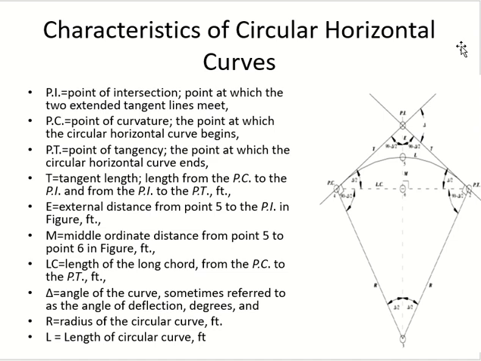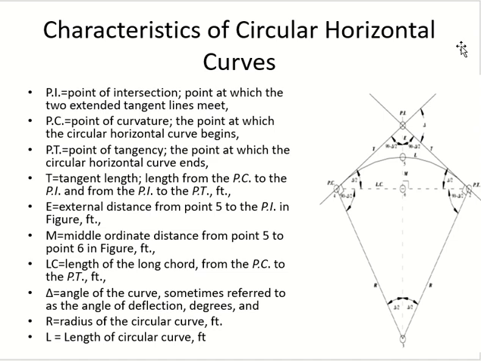The distance between PC and PT, the straight line. What do we call this straight line? Chord. So this is the length of the chord. LC is the length of the chord. So L means the length of the curve and LC means the length of the chord.